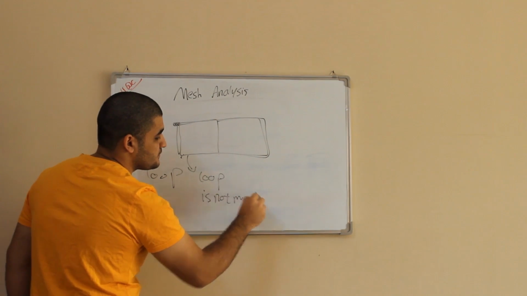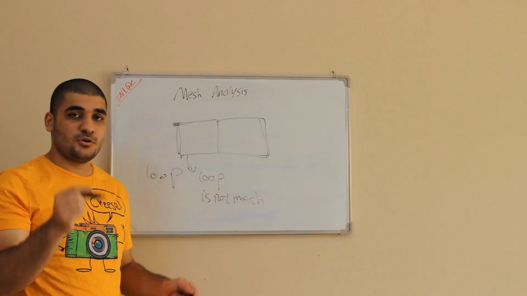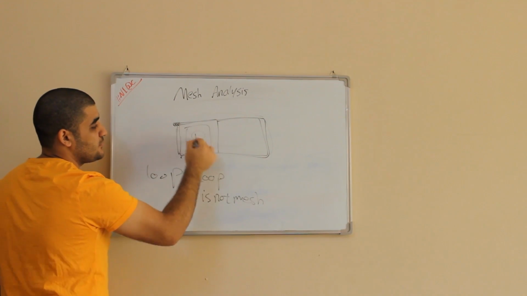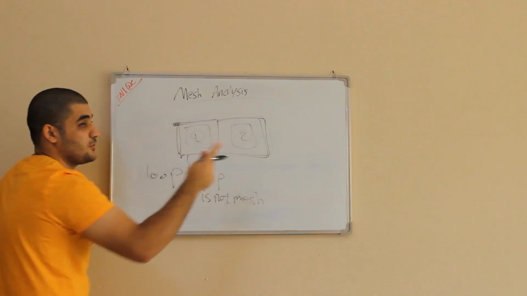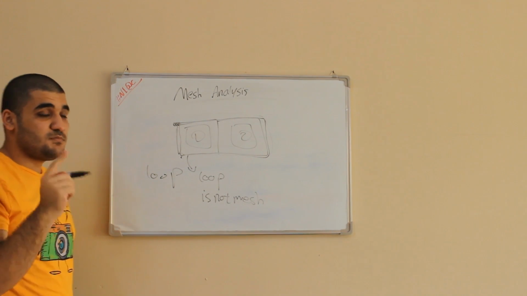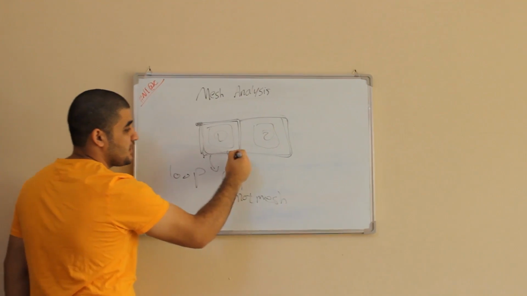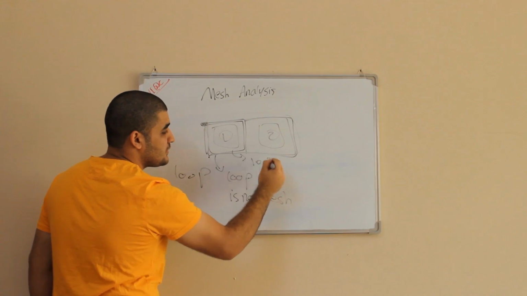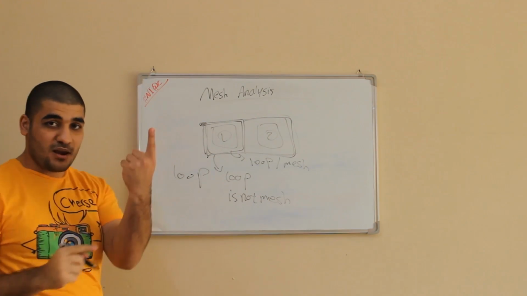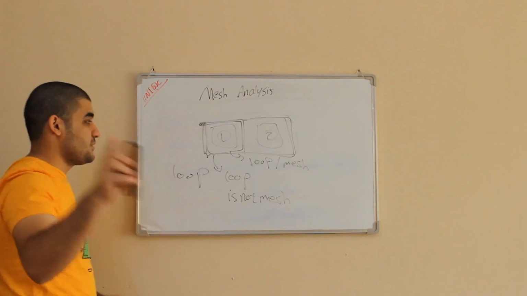but this is not a mesh, because a loop can contain more loops. This is my first loop, that contains this first loop and this second loop. So I have two loops inside one loop. But what is a mesh? A mesh is just one loop. So this is a loop and it is a mesh as well, because it's just one loop. That's the difference. You have to take note and not be confused by that.